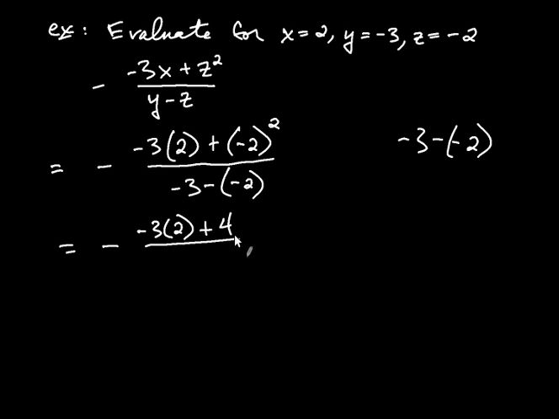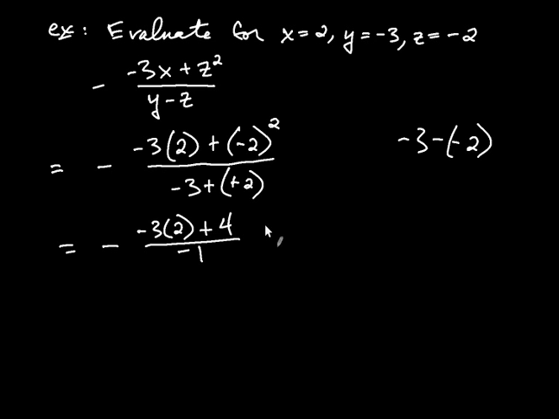Okay, and then we're dividing that by. Now in the denominator, there's no multiplication, there's no exponential expression. It's only subtraction right here, right? And I'm subtracting a negative. And whenever you subtract a negative, you change it to positive. So it's -3 plus 2, which is -1.